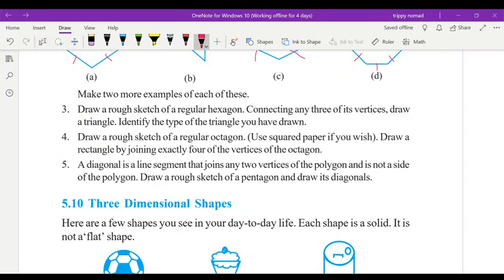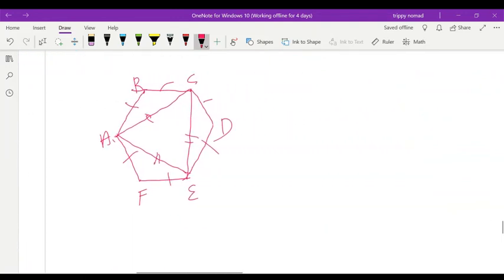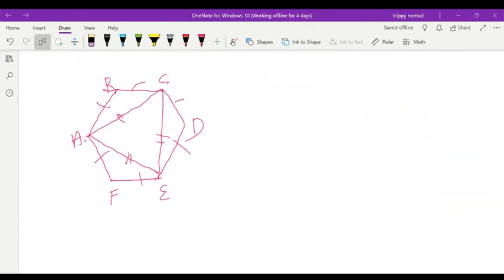Now the fourth one, draw a rough sketch of a regular octagon. Same way as I was drawing already, instead of a hexagon. That was an octagon. Again by joining exactly four vertices of the octagon, draw a rectangle. Instead of a triangle, in the octagon we will get a rectangle.